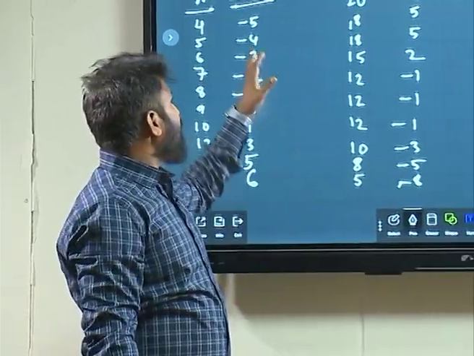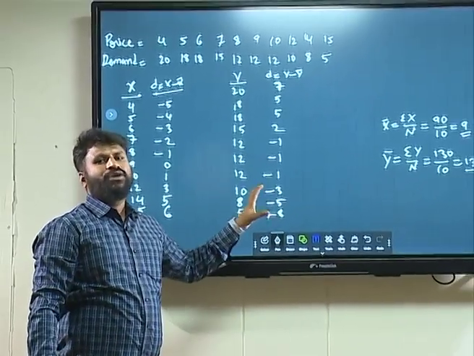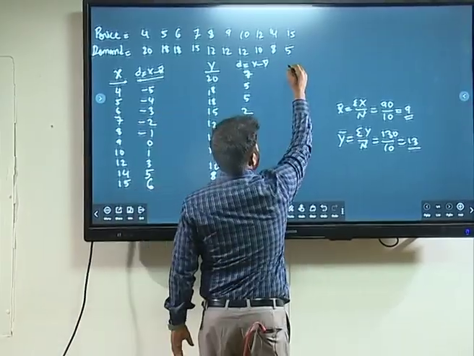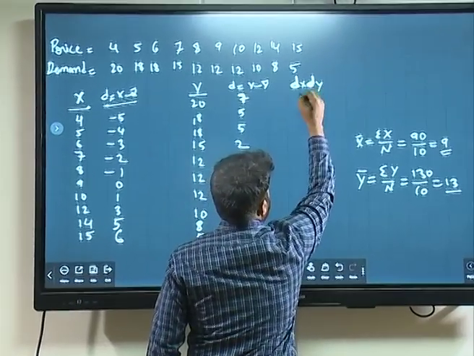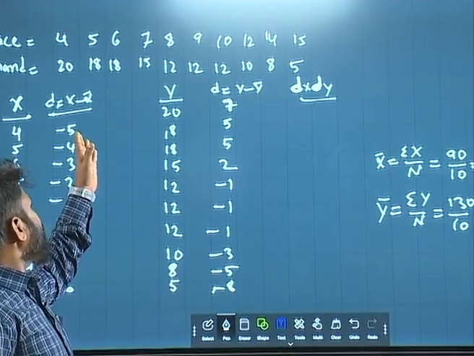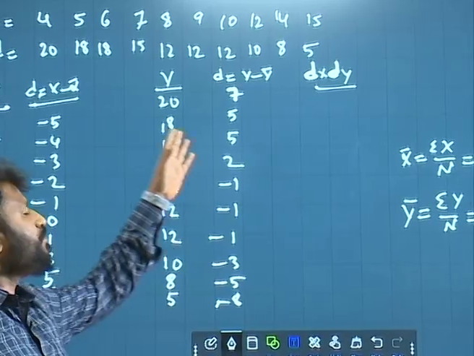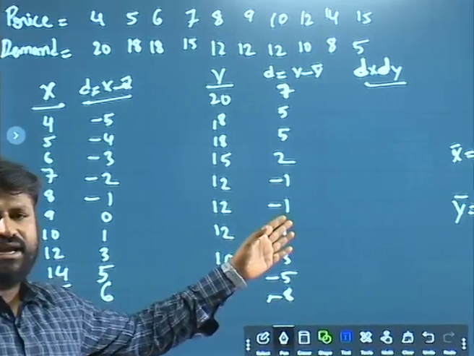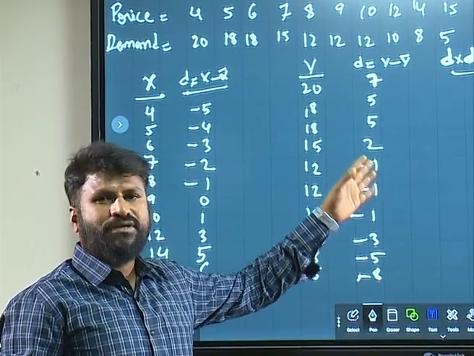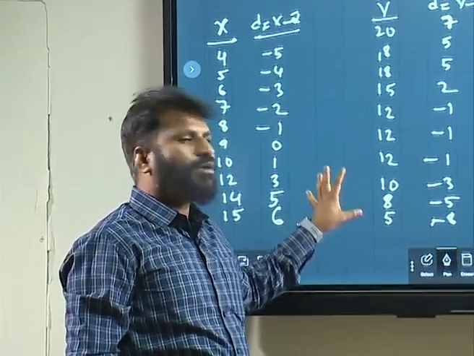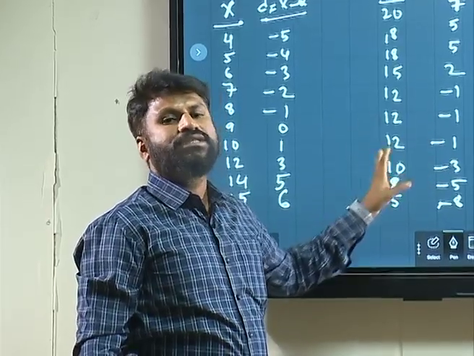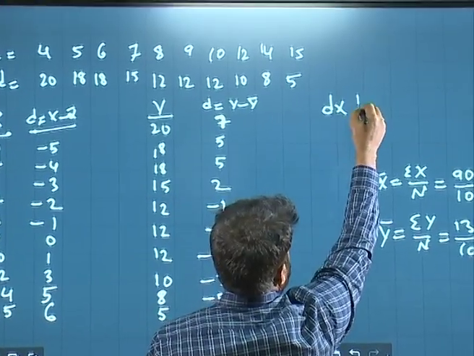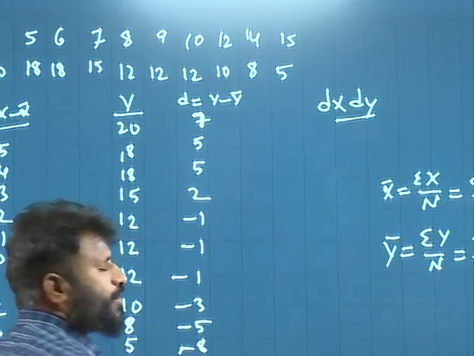Now, after calculating deviation x and deviation y, you multiply the two values. That is nothing but the product value, dx into dy. Whatever deviation values are there, minus 5 into 7 and minus 4 into 5. Like that, individually we have to calculate the value of dx into dy. It is the difference of x times the difference of y, the product of both. So now I am calculating that.